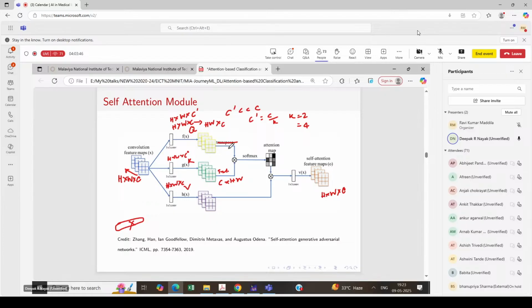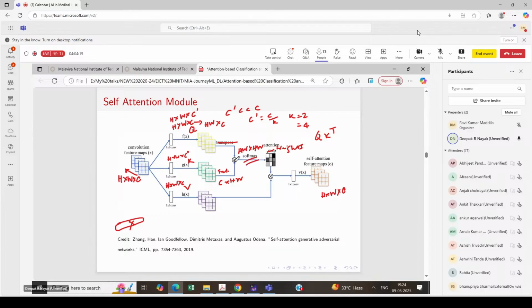Now you see what I've done, I have just applied a matrix multiplication. I'm just trying to perform a matrix multiplication between Q into K transpose. This is just a matrix multiplication, HW into C into C into HW. So what you will get is this one, HW cross HW. This is a very large size matrix. You know that, right?